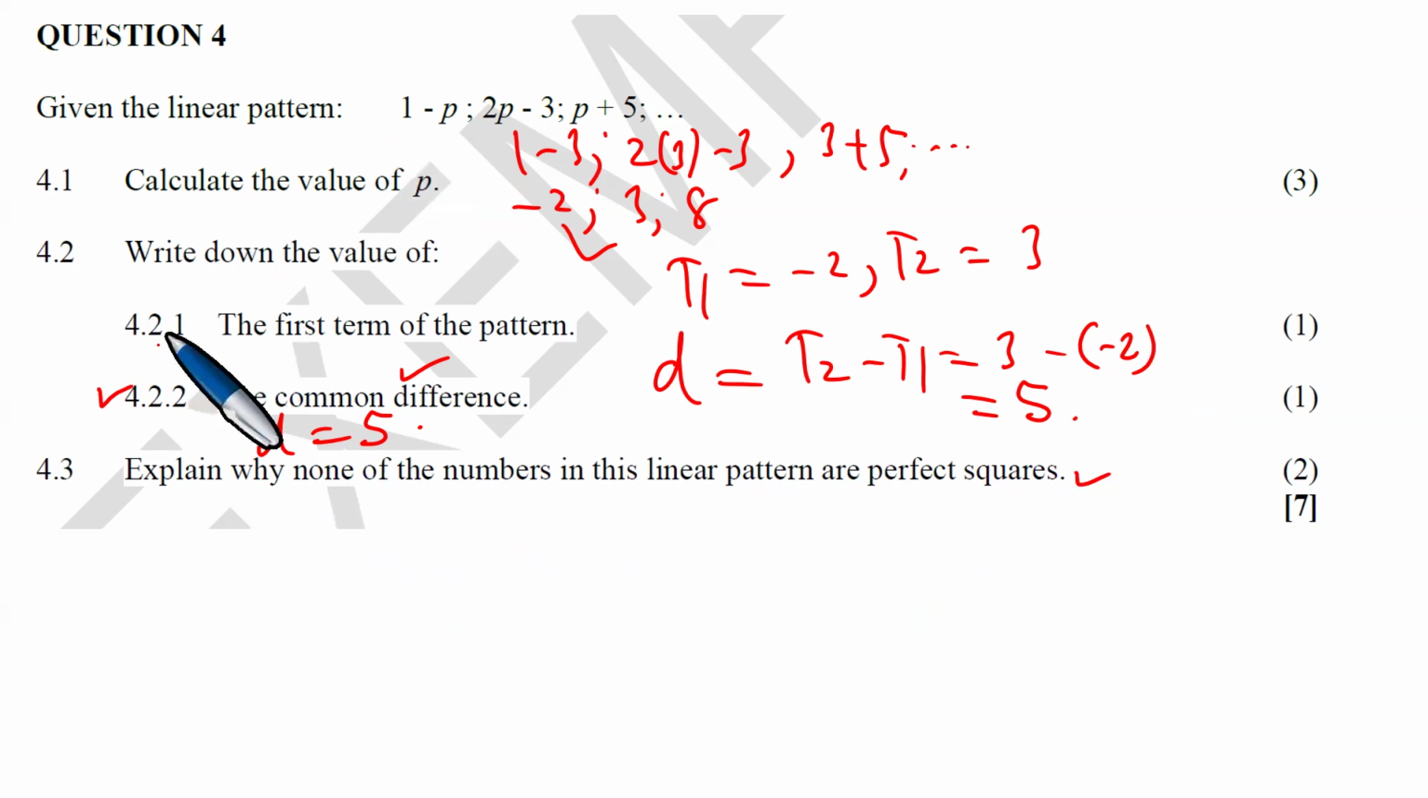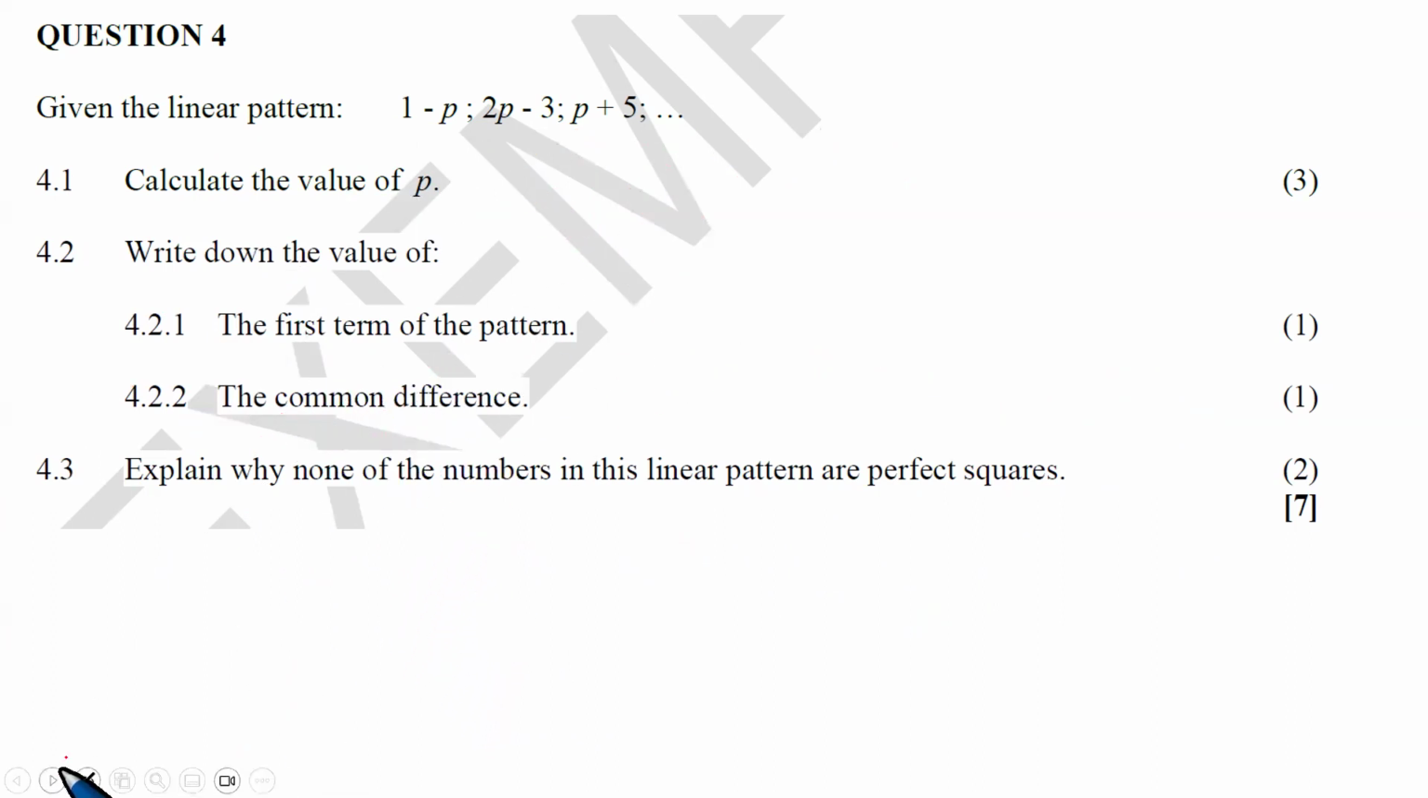But none of them are perfect squares, why? The examiner is asking us this question. Why is it that none of them are perfect squares? Let us explain that when we explain that part. So to take our 4.3 now, let us look at the original pattern.